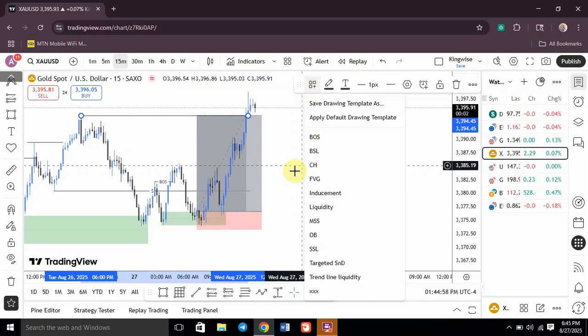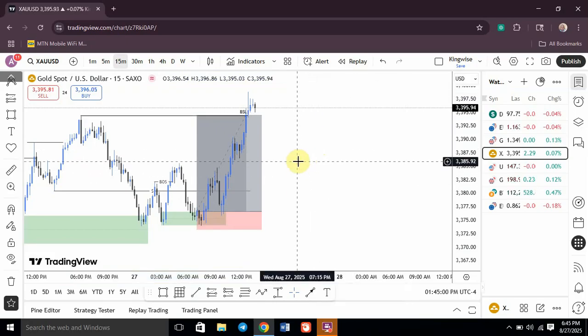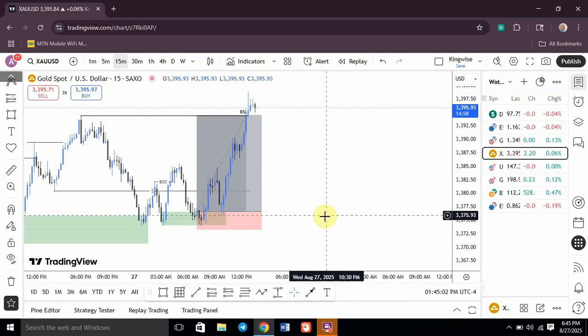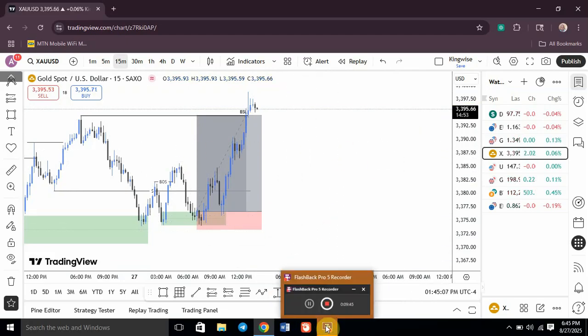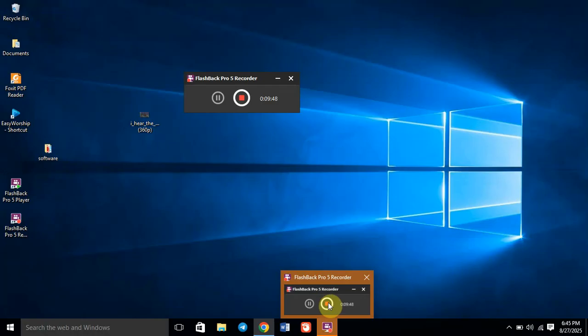So, and what do we see? There was a massive push up. So that was it about that trade. It was an amazing trade actually.